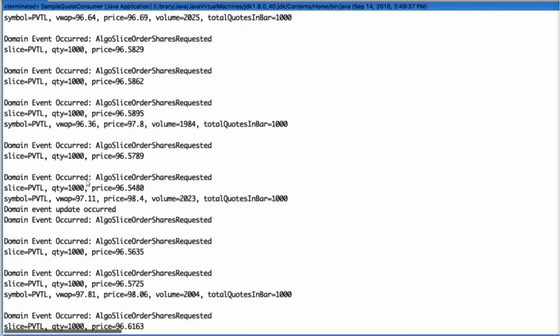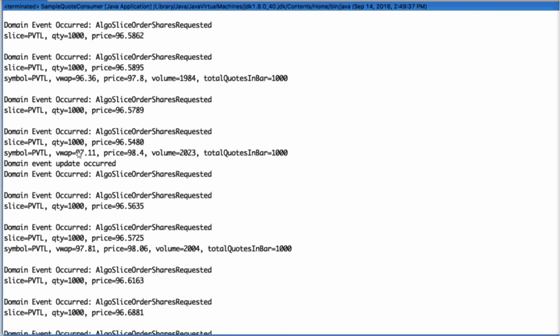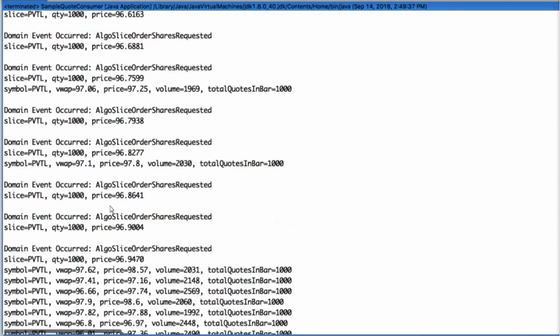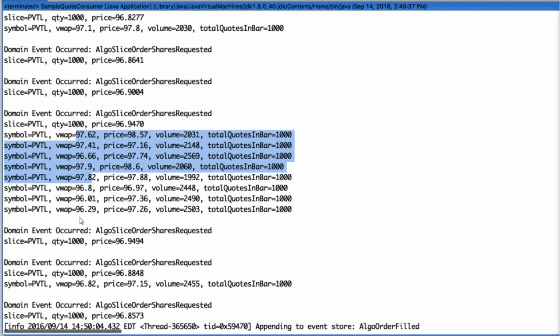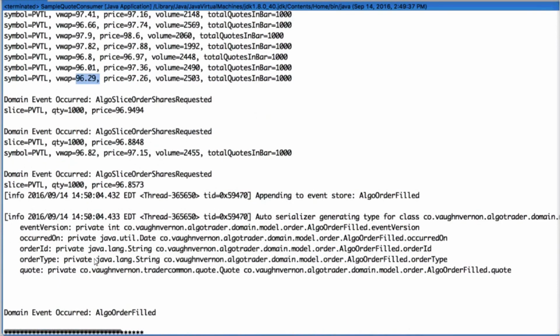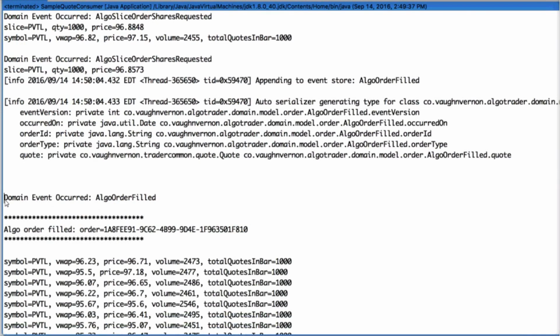And of course, when it goes above 97, our trading stops momentarily and then continues on as more trades occur. Here we went above 97, so trading stopped, and then it started recurring again as we got below. Until the shares remaining were 0, at which point the domain event occurred called algorithmic order filled, similar to what Vaughn was showing as the hours remaining is 0.